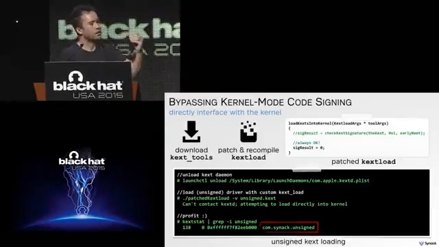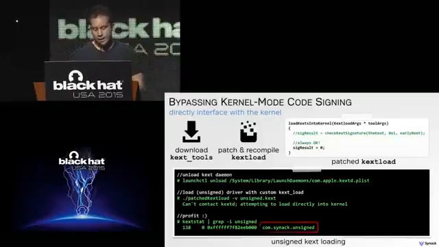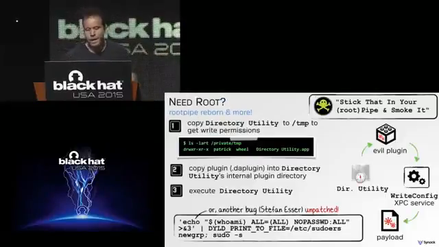Obviously, you could also directly talk to the syscall interfaces in the kernel, because those aren't doing any checks either, but Apple provides a nice utility that we can use. So again, trivial to load unsigned kernel extensions. Now, for some of these bypasses, for example, to load a kernel extension, you need root. Well, it turns out really not that hard to get root on OS X.